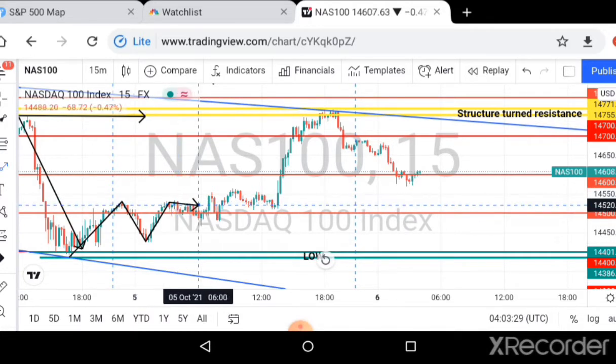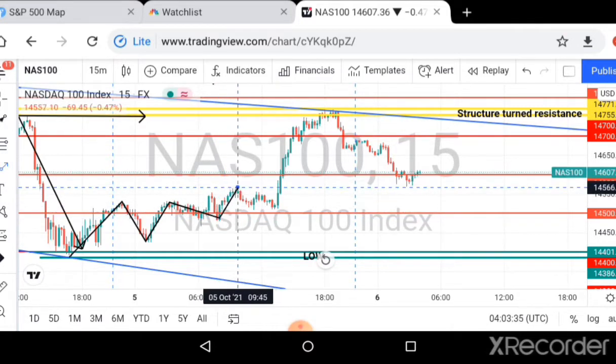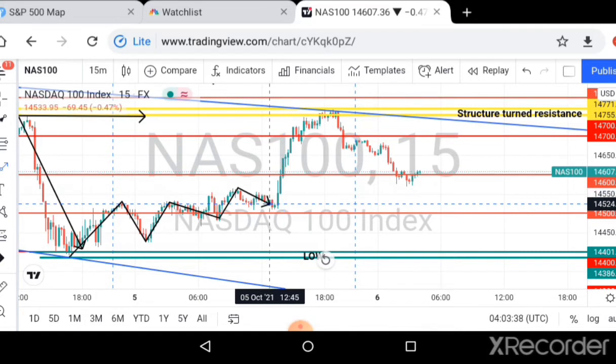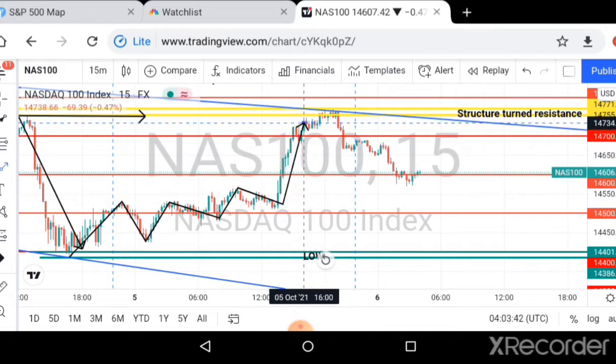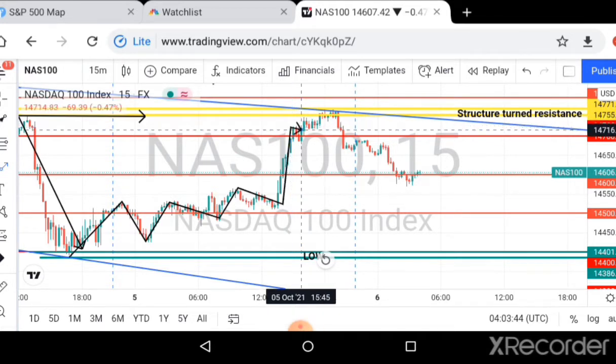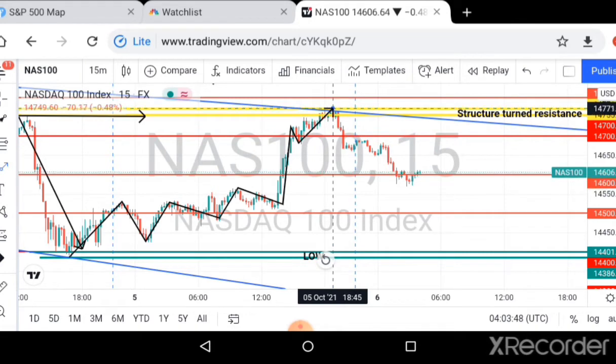then we had some kind of a consolidation, a move higher again, correction, higher again, small correction, higher again. Okay, now I want you to notice this.